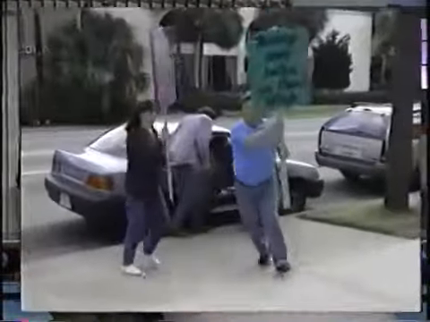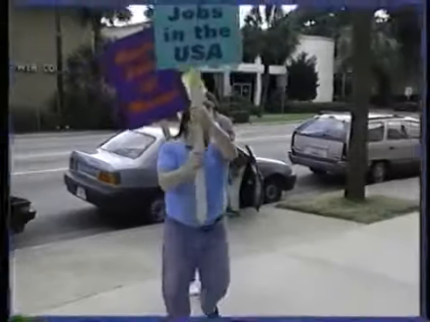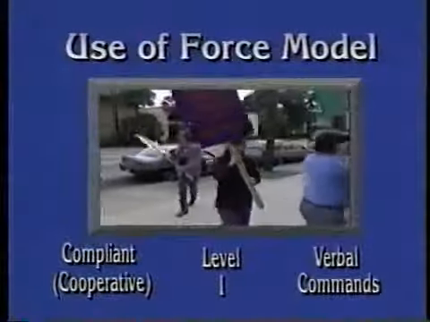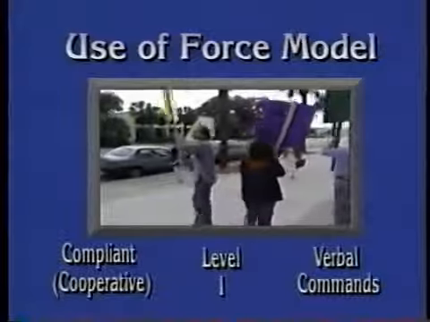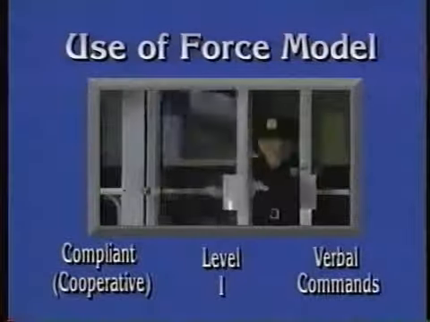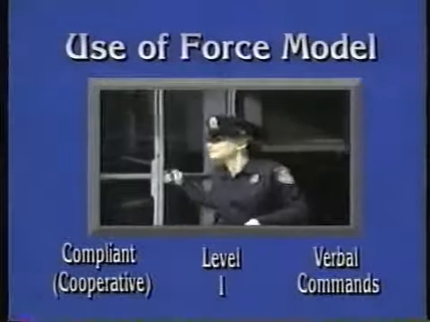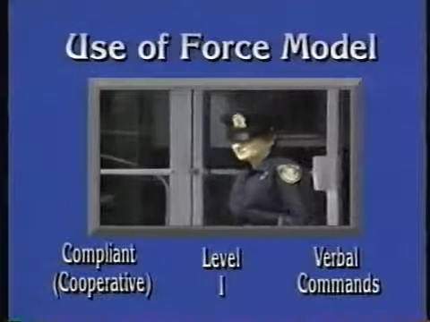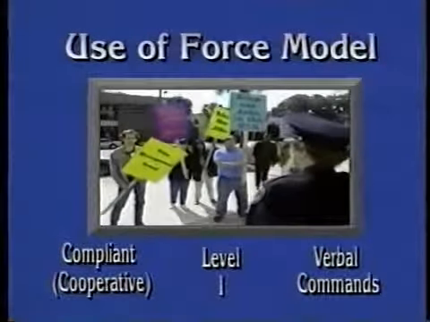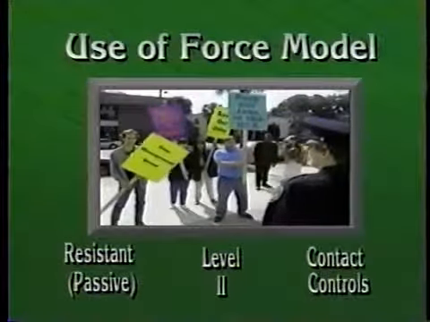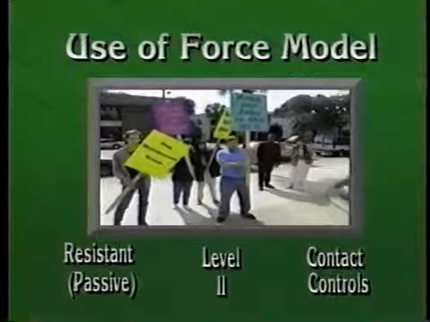Let's look back and see if we can locate them. Right at the beginning, when our demonstrators have just arrived at the steps, we are at the first tier of the model. Officer Bryson utilizes her communication skills in the hope they will be compliant and leave the area without incident. She is not successful in that attempt.